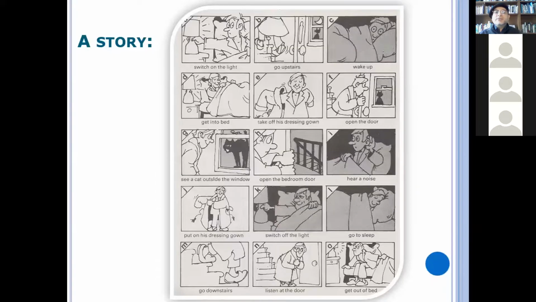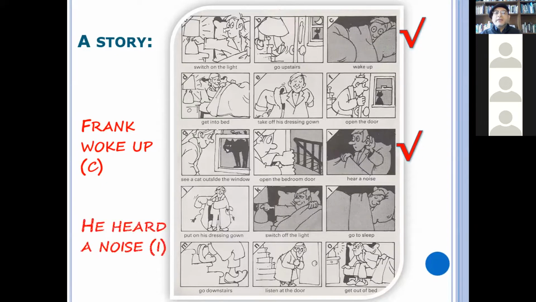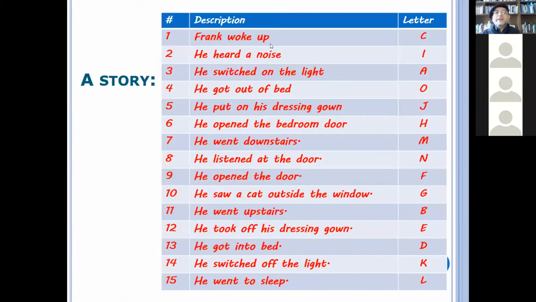Okay, so this is the story. The sequence that I prepared is the following. He woke up. He heard a noise. Frank woke up. In this case, his name is Frank, not Ramiro, but okay. Frank woke up. He heard a noise.